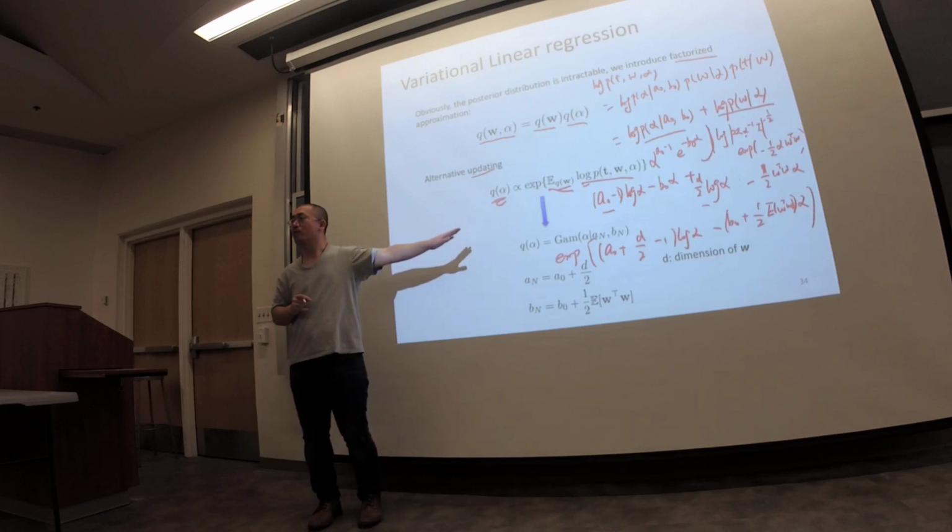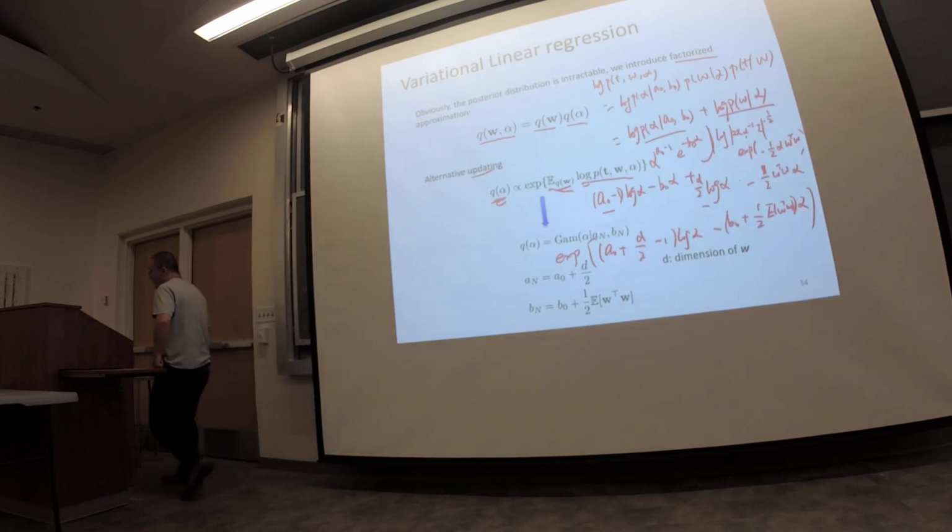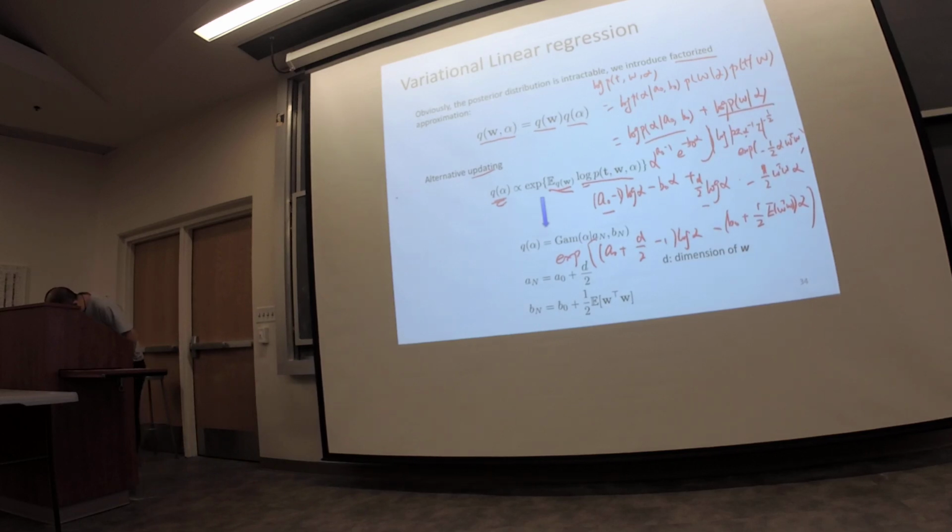This is still a gamma distribution. Right? If you look at the general form of a gamma distribution, for x, a, and b, it's just proportional to b to the power of a, x to the power of a minus 1, exponential minus bx. So if you take the logarithm, you have (a minus 1) log x minus bx. Now you just match the form.